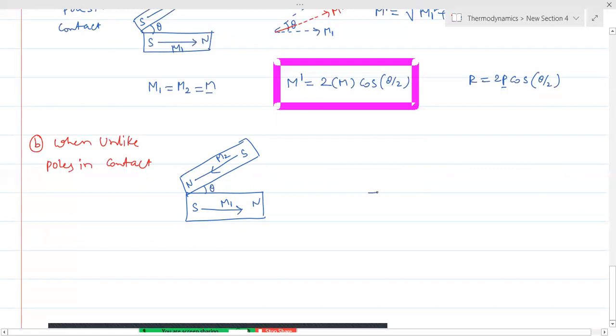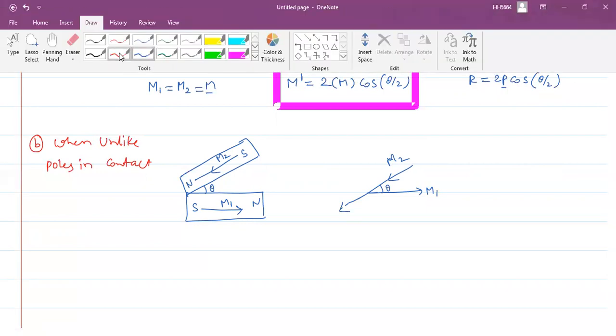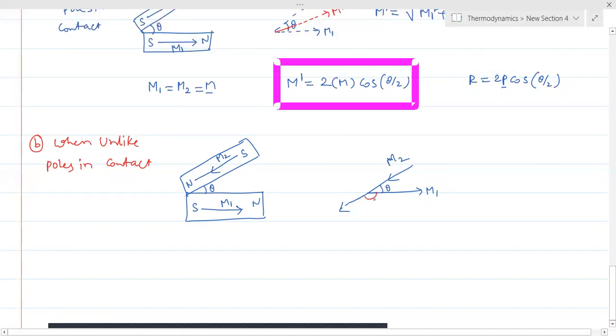Again, for our reference, we are constructing the vectorial diagram. This is M1 and this will be M2. I'm extending the direction of M2. So then this is theta. Obviously, this angle is going to be 180 minus theta.